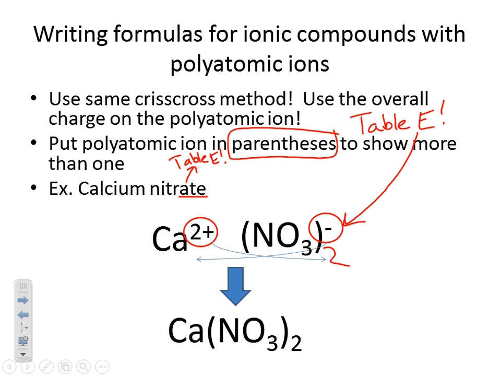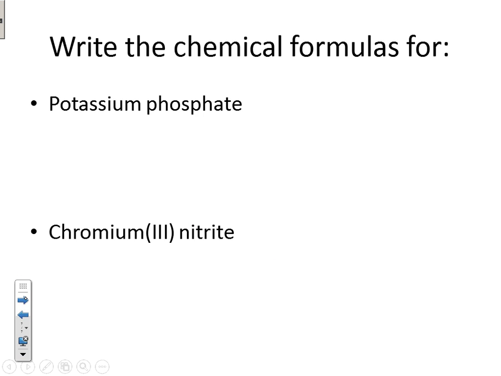It's very important that you put the parentheses there, because if I said NO3 2, well, now it looks like the 2 only applies to the oxygen and not the nitrogen, and that's not true. It applies to both of them. So we need to put it in parentheses so that we understand that it applies to both the nitrogen and the oxygen. So just a couple of other examples, potassium phosphate.